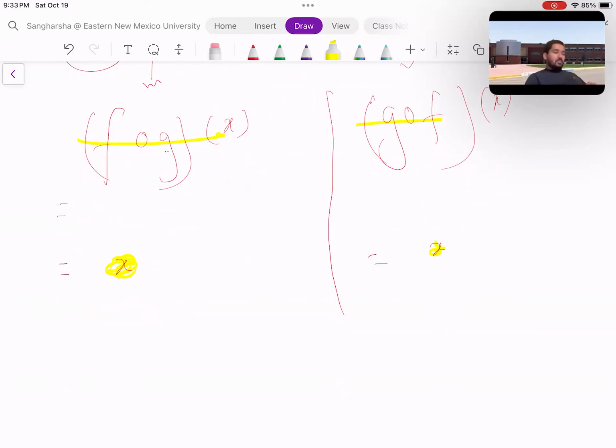Okay, so try to solve this one. Finding composite. In numbers 19 and 20, you have a table given to you and you have to decide whether the function is one-to-one or not. And how do we know whether it's one-to-one or not?